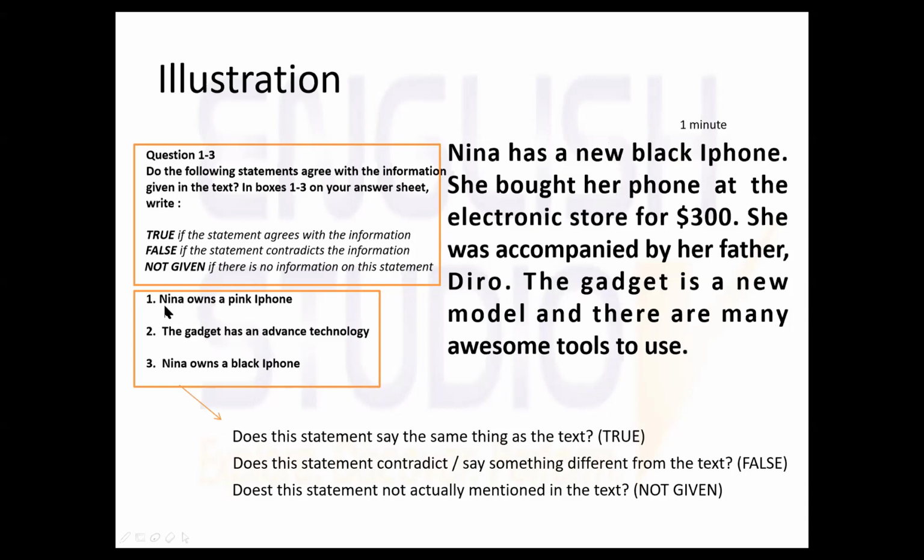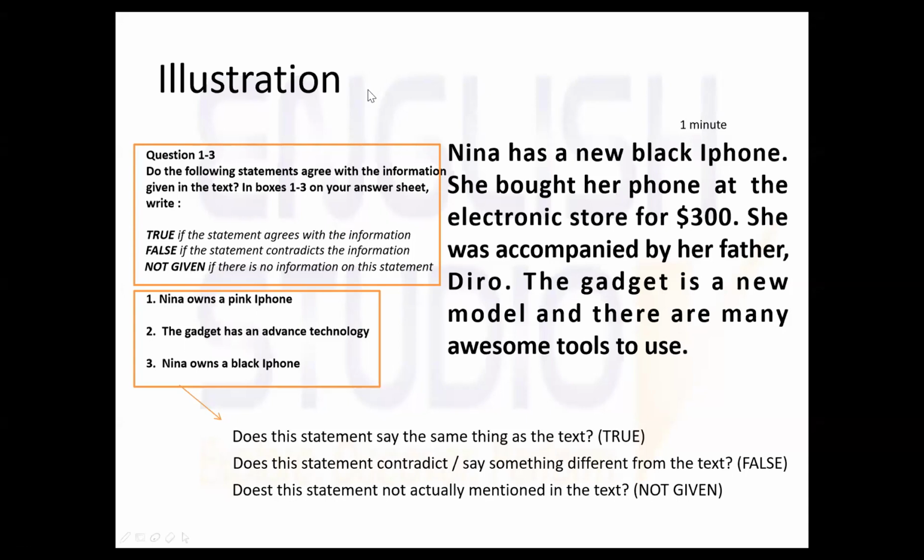Okay? For example, this one. Nina owns a pink iPhone. Does this statement say the same thing, or contradict, or is there actually no information about this in the text? So let's read the text. Nina has a new black iPhone. The passage said that Nina has a new black iPhone, while the question sentence says Nina owns a pink iPhone. So this should be false. Okay, the answer should be false.